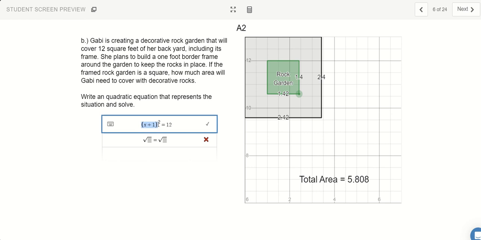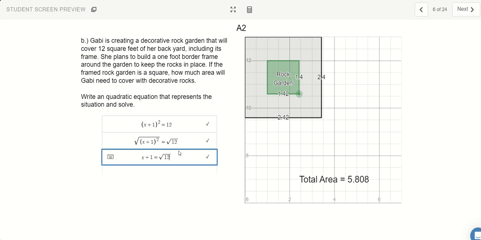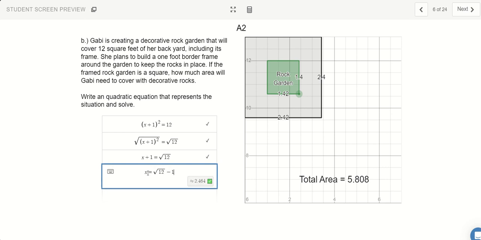I can square root the left part and square root the 12. So square and square roots are going to cancel out, leaving me with x plus 1. And square root of 12 is not a nice number, so I'm going to leave it as a radical, square root 12. And finally, to solve for x, how big should my garden be? If I subtract 1 from both sides, x equals root 12 minus 1.